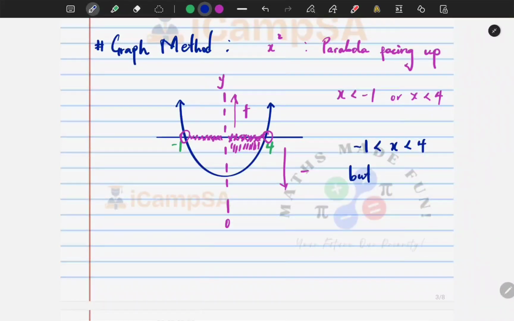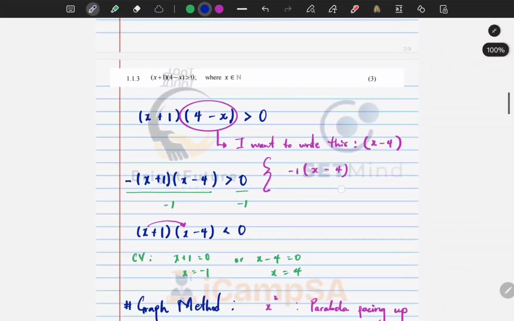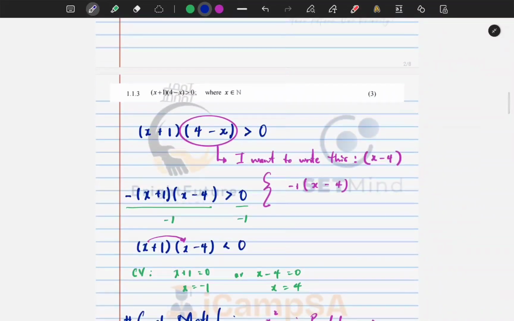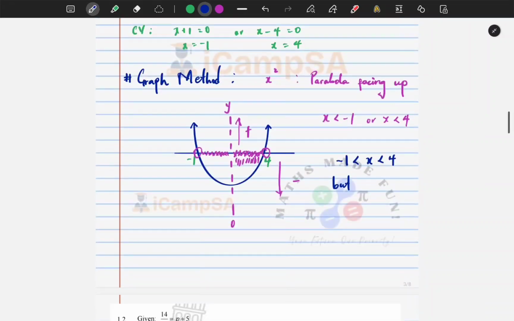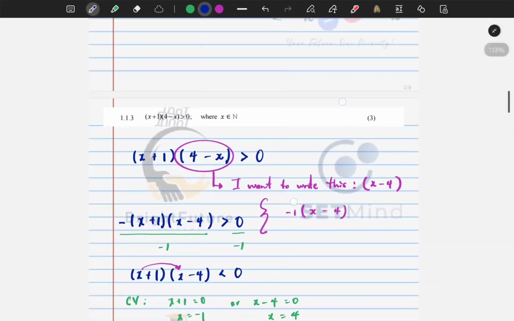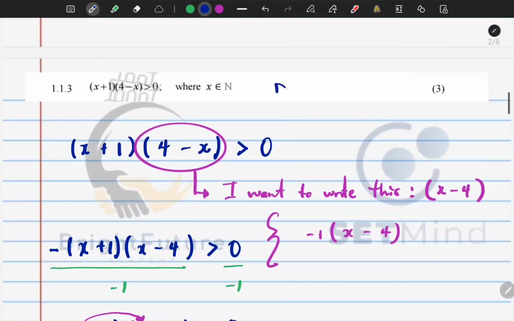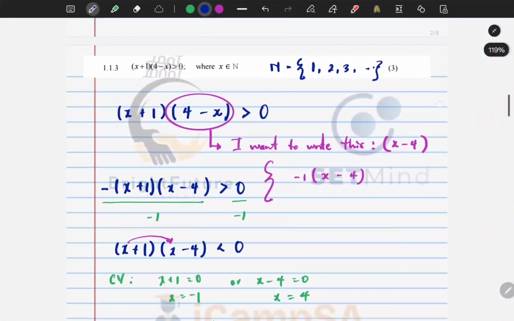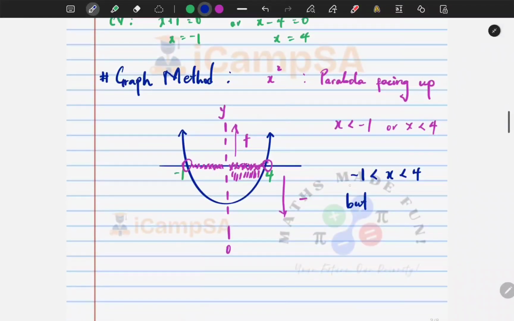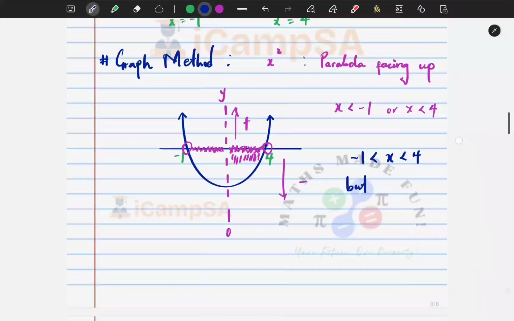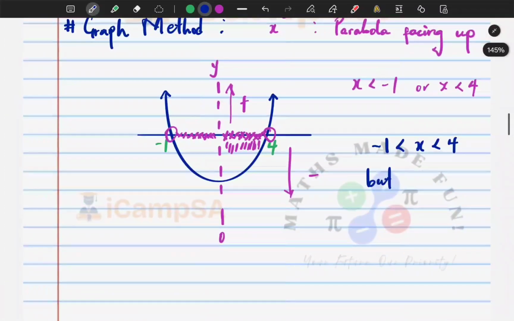But we must always remember that they said x is an element of natural numbers. So what are natural numbers? Natural numbers are all the counting numbers. So it's going to be 1, 2, 3, and so on. Those are your natural numbers. -1 is not a natural number, it's a whole number or an integer.